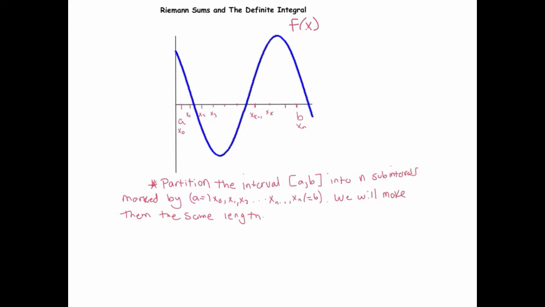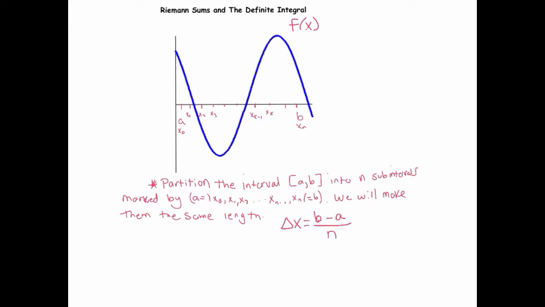And what we want to do is make them the same length. So the way you do that is you find the length of the subinterval. That would be b minus a, and then you divide it up into the number of subintervals you want. That's n. So I'm going to call that my change in x.